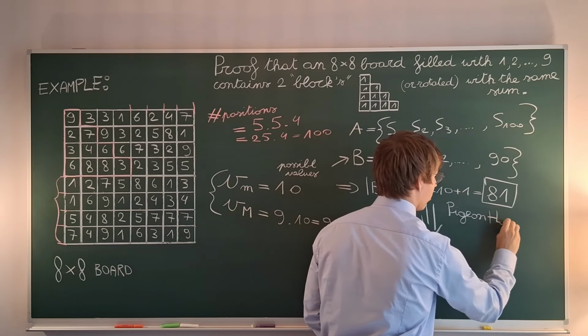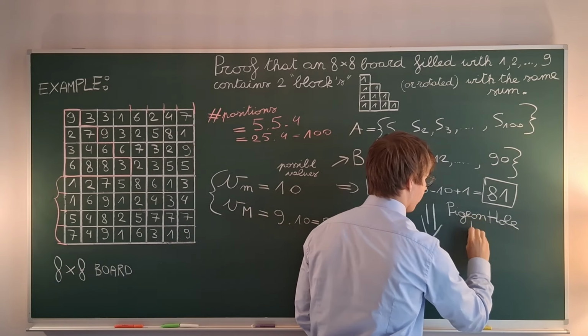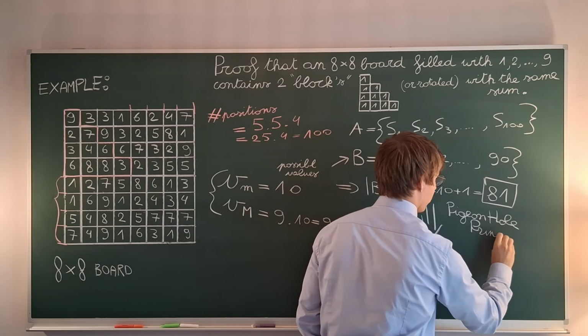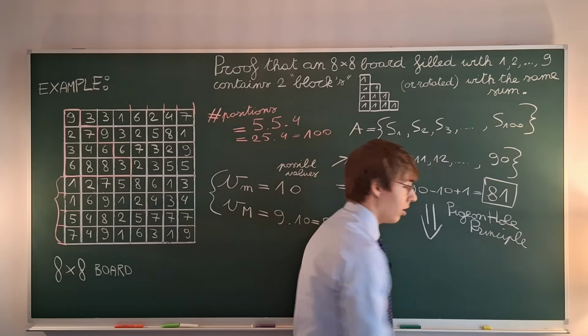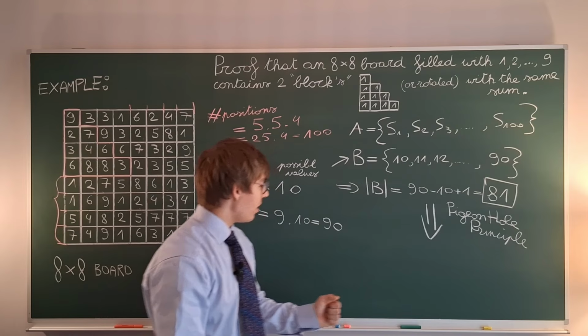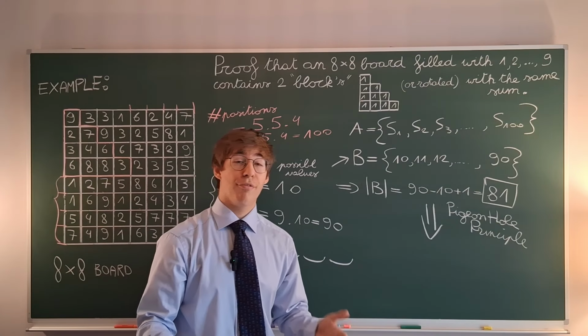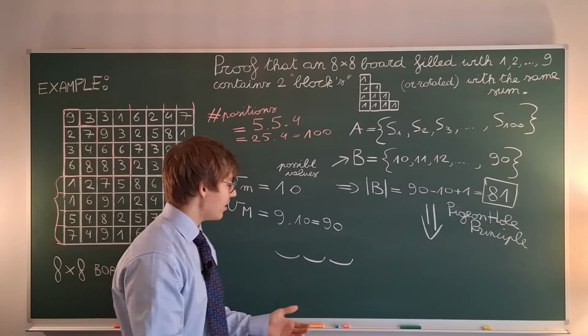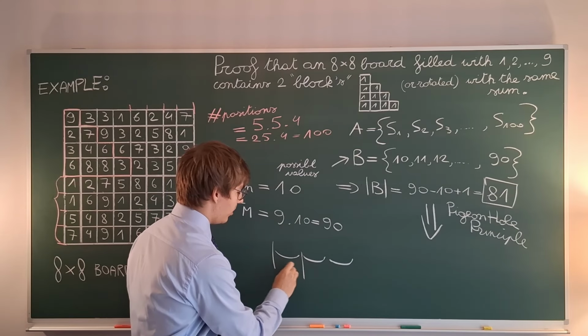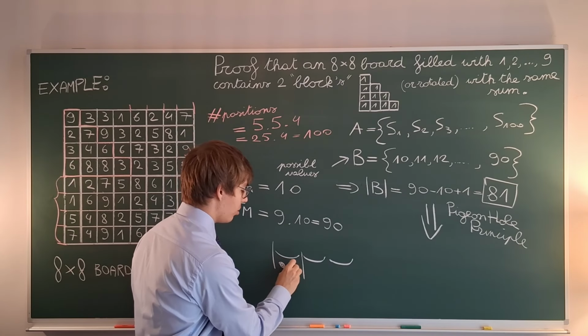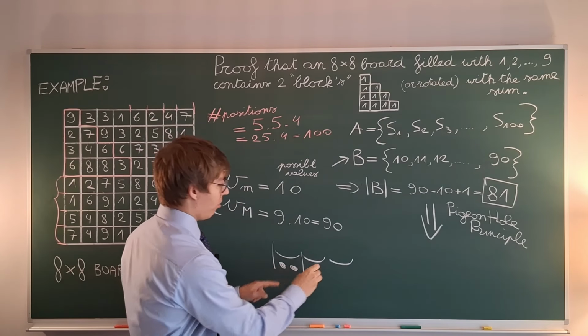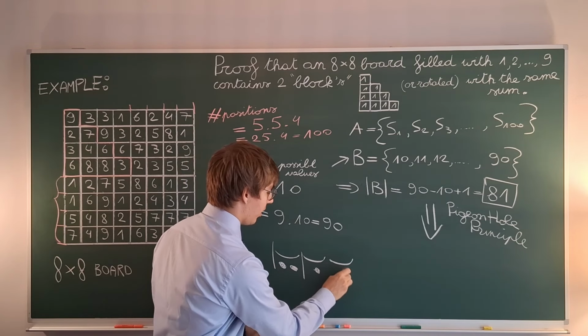And now we are going to use something that we call in mathematics the Pigeonhole Principle. Which just states that if you have, for example, 3 holes, but you have 4 pigeons, that means that in at least one hole there will be 2. For example, 1, 2, 3, and 4.